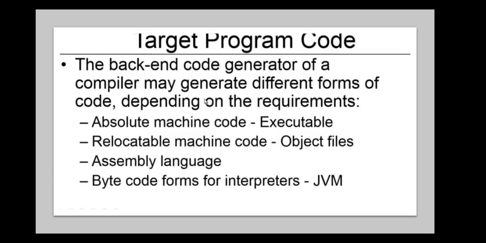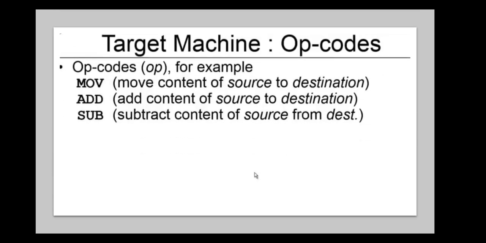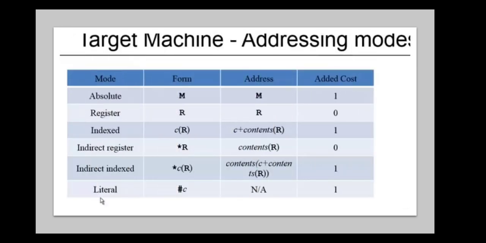The next one is the target program code. The backend code generator of a compiler may generate different forms of code depending on the requirements. That may be absolute machine code, relocatable machine code, assembly language, or bytecode for interpreters. The target machine opcodes, for example move, add, and sub, are some of the basic set of the target machine. And one of the main things we have to see is the addressing modes of the target machine.